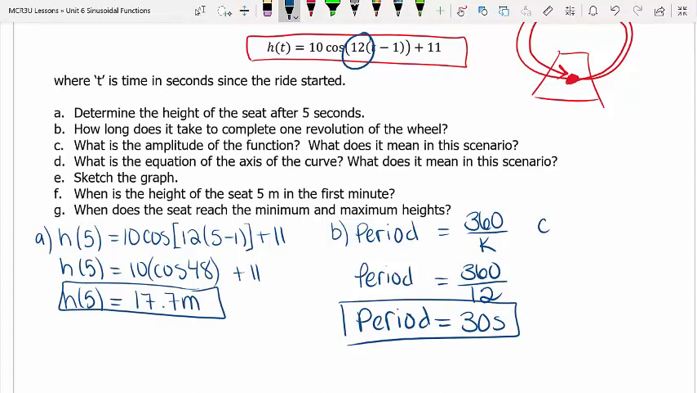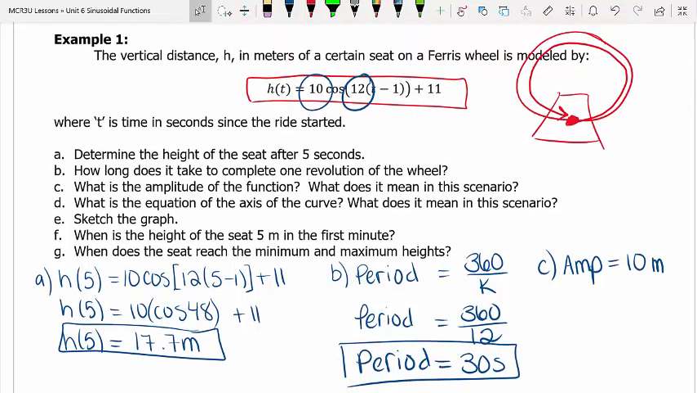Okay, part C. What is the amplitude of the function? What does that mean in this scenario? So let's figure out the amplitude first. Well, we know that the amplitude is equal to the a value in an equation. So our amplitude must be 10. But now we have to apply that to the scenario. So an amplitude of 10, what does that mean in terms of the Ferris wheel?